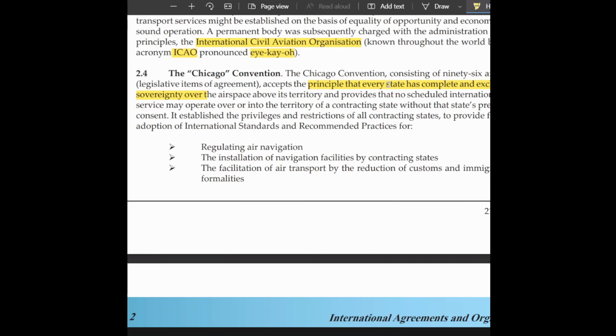It accepts the principle that every state has complete and exclusive sovereignty over the airspace above its territory and provides that no scheduled international air service may operate over or into the territory of a contracting state without the state's previous consent. Okay, so it will require the permission of that country to fly over there. Perfect. So the airspace of India belongs to India, and no other aircraft can actually enter the airspace unless it has been granted permission.